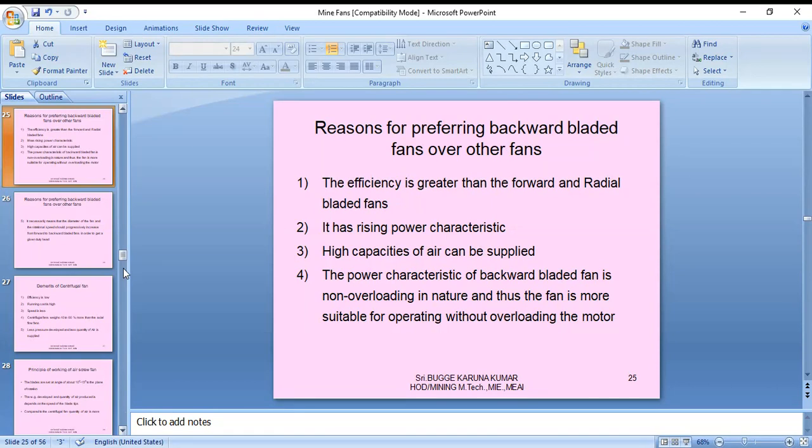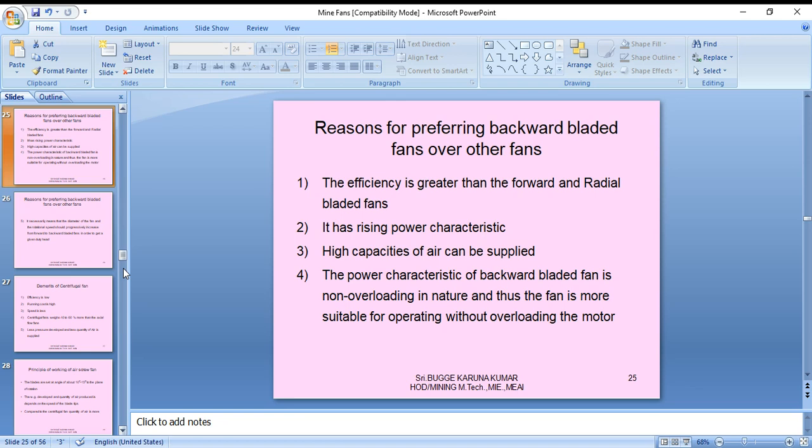Then, the reasons for preferring backward bladed fans over other fans. The efficiency is greater than the forward and radial bladed fans. It has rising power characteristics. High capacities of air can be supplied. The power characteristic of a backward bladed fan is non-overloading in nature, and thus the fan is more suitable for operating without overloading the motor.